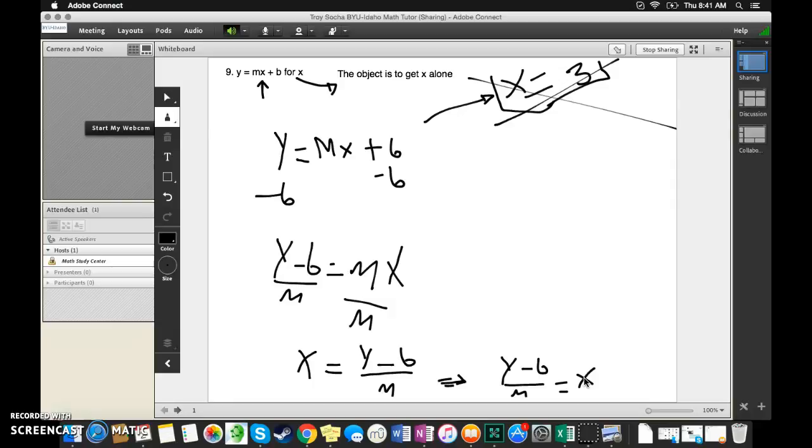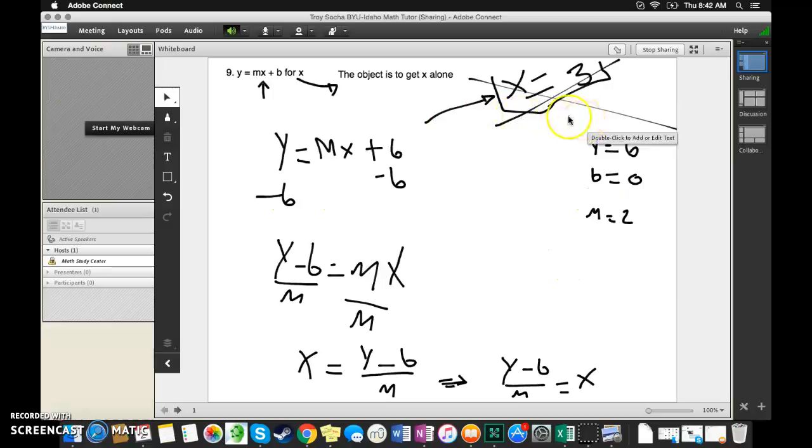And if you look, this answer down here does not look like this answer up here. That's because we don't know what all these other numbers are. If we did, it could be 3. We don't know. That would only be if they gave us something like y equals 6, b equals 0, and m equals 2. Then we could plug in those numbers and solve the equation, but they didn't give us that.